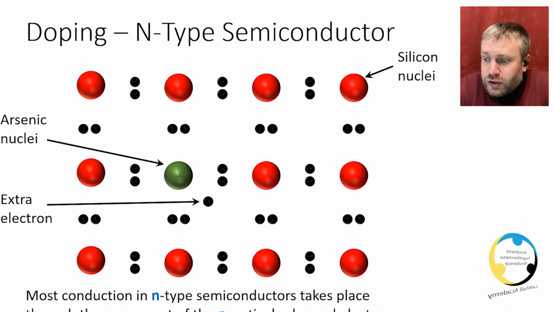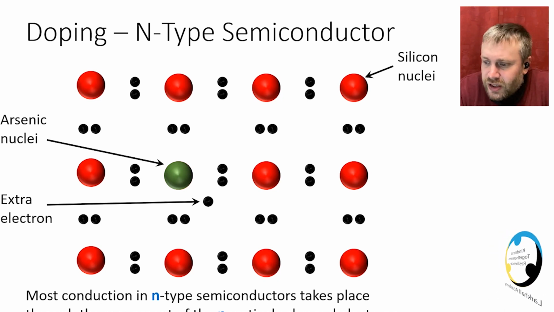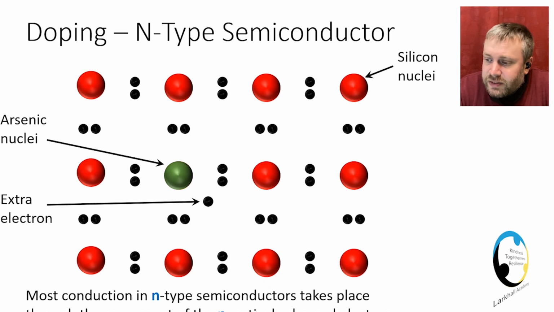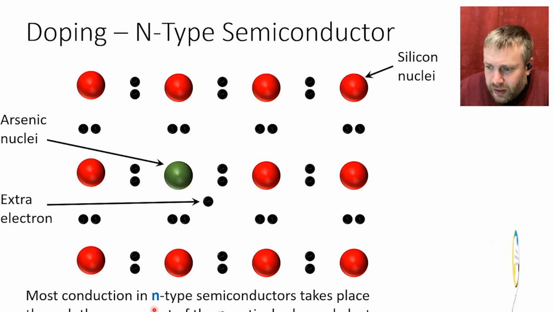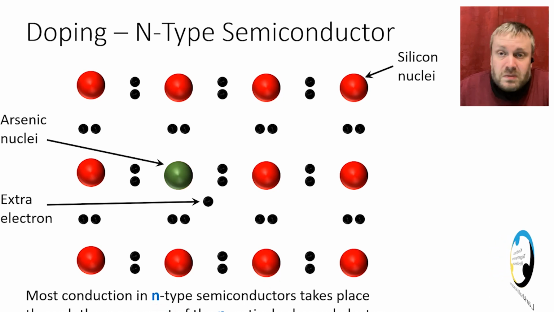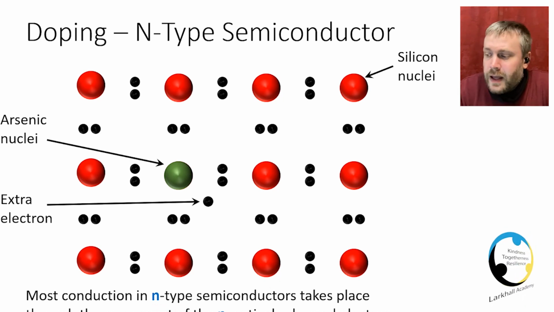So most of the conduction in the N-type semiconductor takes place through the movement of the negatively charged electrons. I've highlighted this in blue. I did it in red in the last slide. N, and negative: N-type, negative. Again, nice and easy to remember.